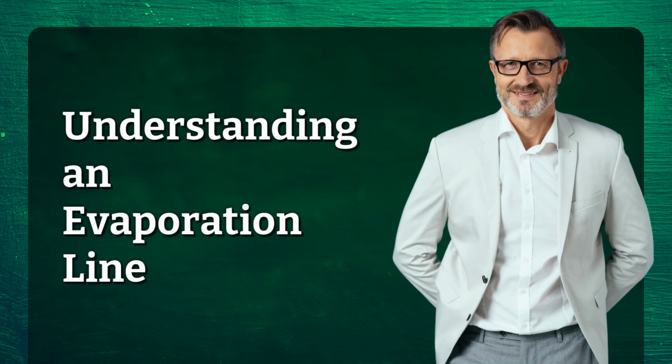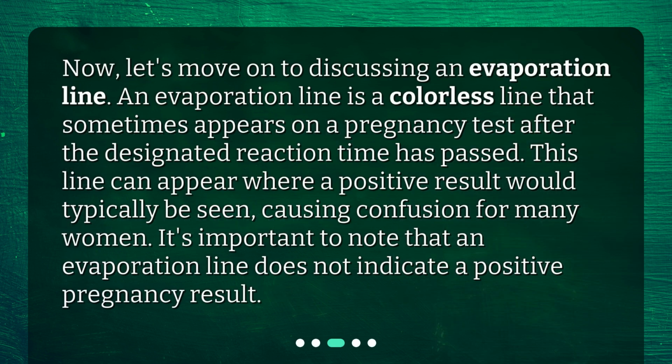Understanding an evaporation line. Now, let's move on to discussing an evaporation line. An evaporation line is a colorless line that sometimes appears on a pregnancy test after the designated reaction time has passed. This line can appear where a positive result would typically be seen, causing confusion for many women. It's important to note that an evaporation line does not indicate a positive pregnancy result.